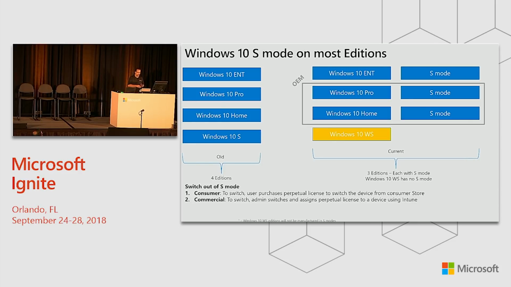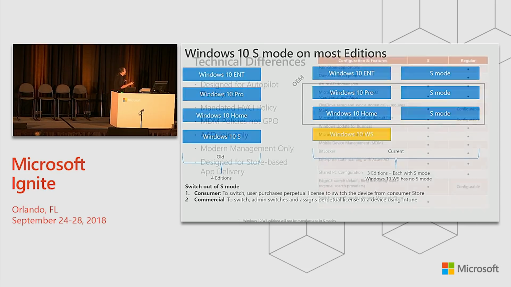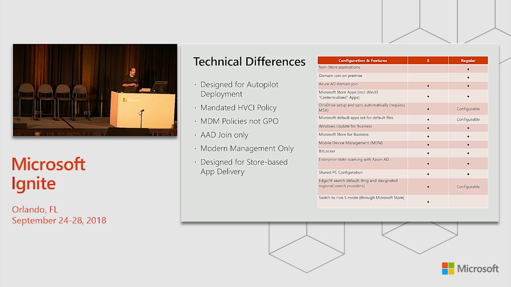So, the first thing people want to understand about what makes S mode unique are the overall technical differences. So, let's talk about those. It is designed not for image deployment. It is designed for Autopilot deployment. Autopilot is the modern self-deployment component that's available across all versions of Windows 10.